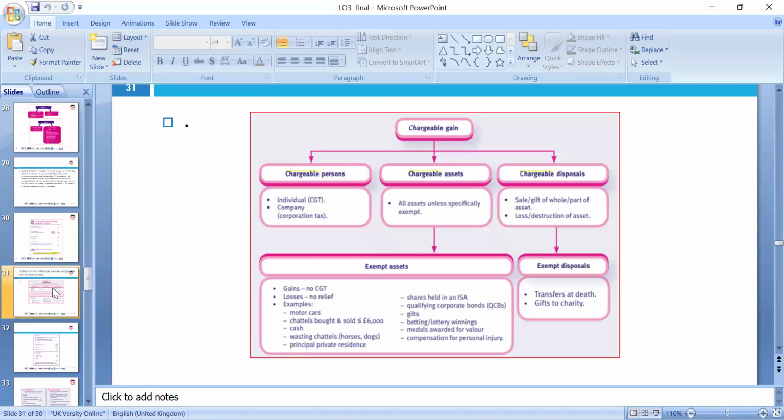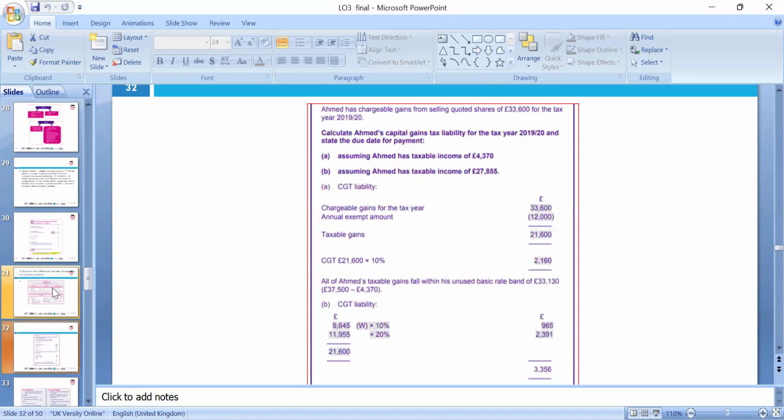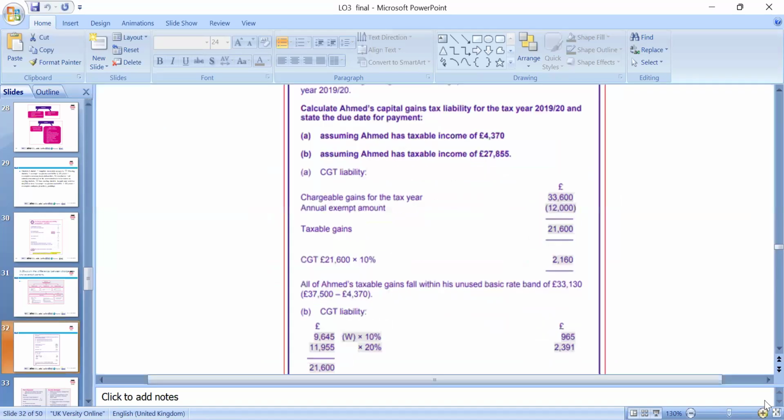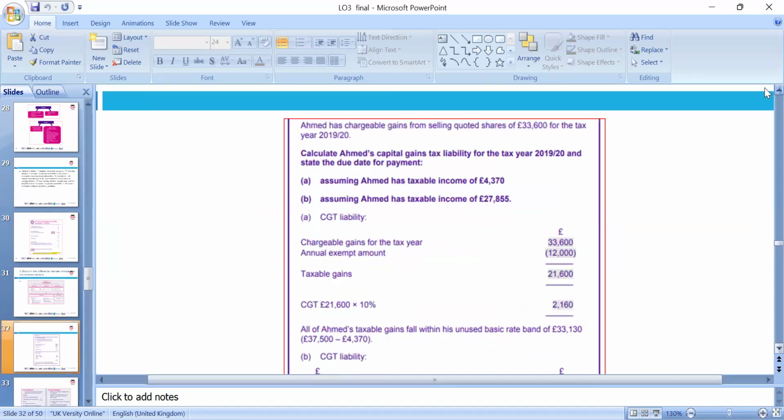Okay, chargeable gain. The chargeable person, which we mentioned, is an individual or company. The chargeable asset is any asset unless it is exempt. A chargeable disposal is any asset we dispose of; if we have a gain, we have to pay the tax on it. The exempt assets are those we listed earlier as well. There is also the exempt transfer at death, and gifts to charities. Let's look at these examples, applying the rate for whichever year you are using in the example.